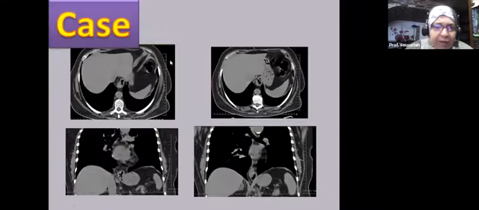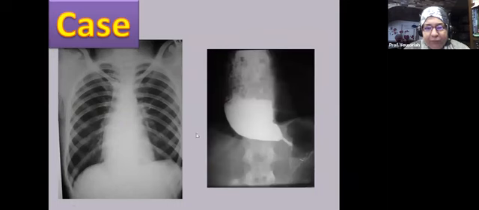This is another case of hiatus hernia, but smaller in size, showing the stomach sliding up into the lower mediastinum, lower posterior mediastinum. Now, what do we have here? The barium shows you clearly we have an achalasia of the cardia.